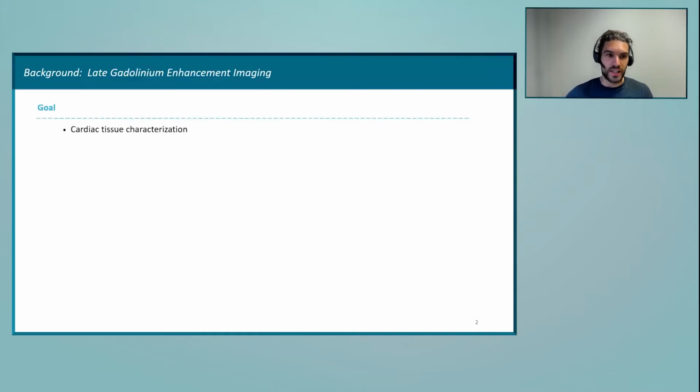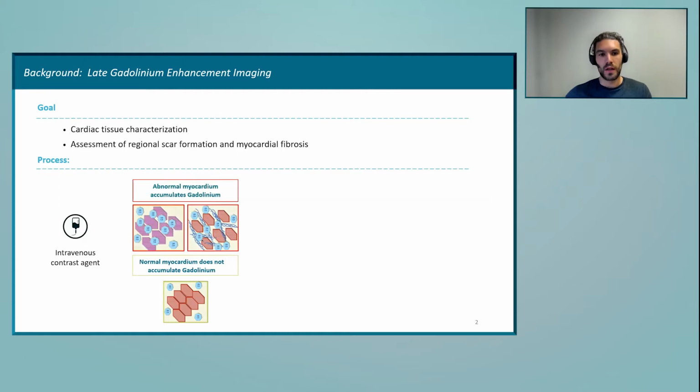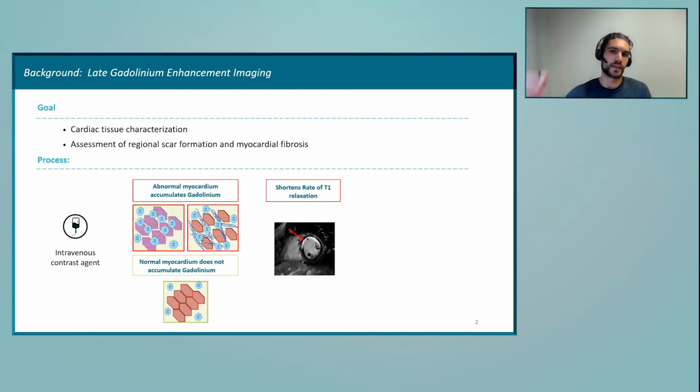The goal of LGE is to perform cardiac tissue characterization, and it's used to assess regional scar formation and myocardial fibrosis. How it works: we have an intravenous contrast agent, and two scenarios. You don't have accumulation of gadolinium in normal myocardium, but you do have accumulation in abnormal myocardium. This accumulation leads to a shortened T1 relaxation time, which can be seen in the image as a hyper-intense signal. Where you don't have this accumulation, you will have a non-enhanced signal.